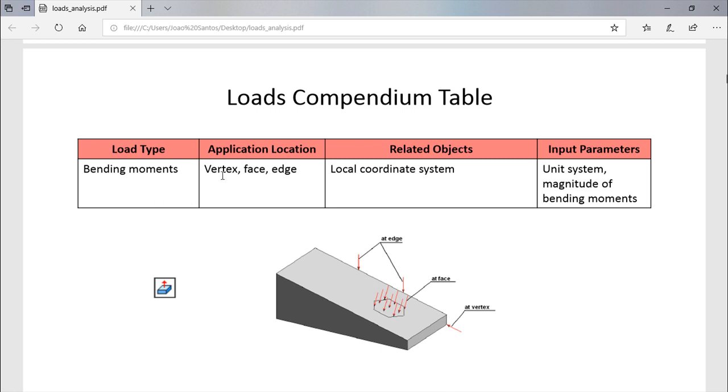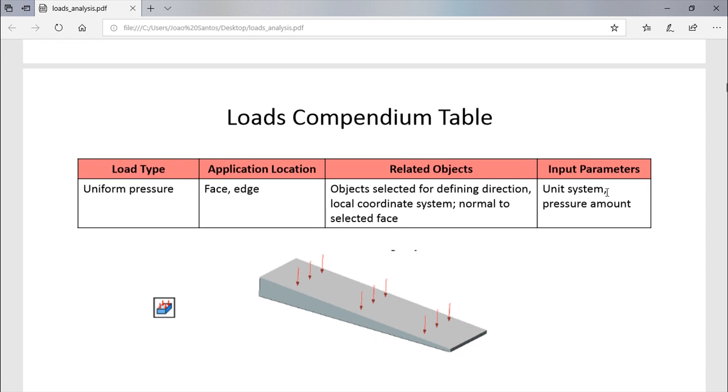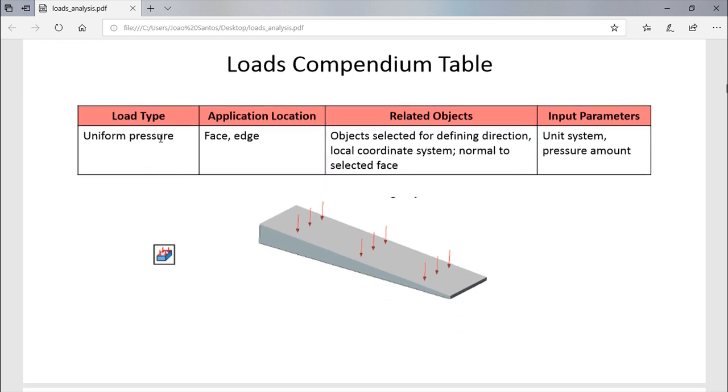We can apply them on vertices, faces, or edges. We have a related object which is only the local coordinate system, and the parameters are the units and the magnitude or the amount of the value regarding the moments. Now in pressure, uniform pressure, so face or edges. So we need to define the direction selecting objects, local coordinate systems, and a normal to the selected face. Parameters, units, and pressure amount.